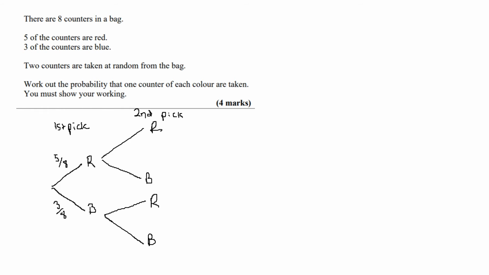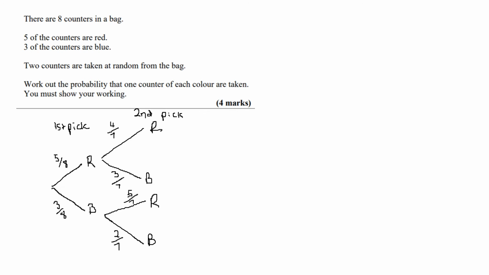If I pick a red counter, I've then only got 4 red counters left and I've got 7 altogether. However, if I've picked a red counter, I still have 3 blue left and 7 altogether. If I pick a blue counter, I've still got 5 red and 7 altogether. And if I pick a blue counter, then the probability of picking a blue counter second, I've got 2 left and 7 altogether.